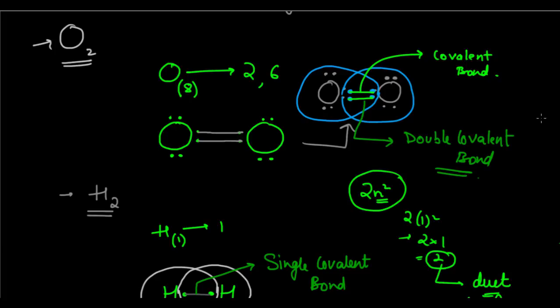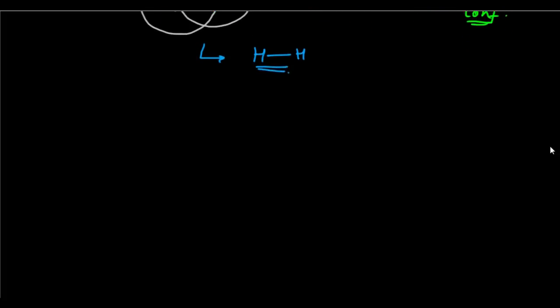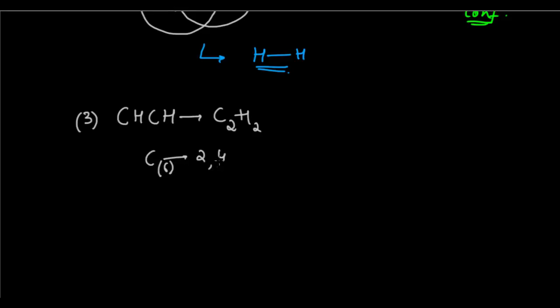Now, there is even a triple covalent bond, right? Let's take an example. Now, let's take a carbon molecule, C2H2. Let's take this example, right? Now, let us first draw the carbon. Carbon: atomic number 6, configuration 2, 4. So 4 electrons in the outermost shell.